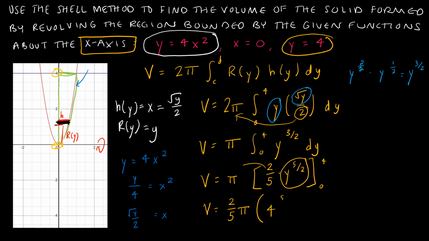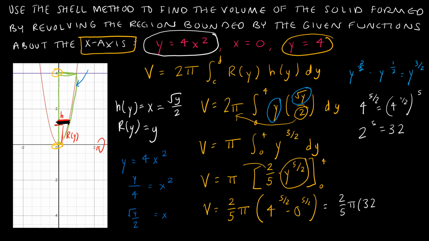So this is 4 to the 5/2 minus 0 to the 5/2. We know that 0 to the 5/2 is just 0. So 4 to the 5/2, just as we had it before, means, kind of running out of room here, but remember 4 to the 5/2 is the same as 4 to the 1/2 to the 5th, and 4 to the 1/2 just means what's the square root of 4? So that's 2 to the 5th, which is 32. So down here I have 2/5 pi times 32, which is 64 pi over 5 cubic units.